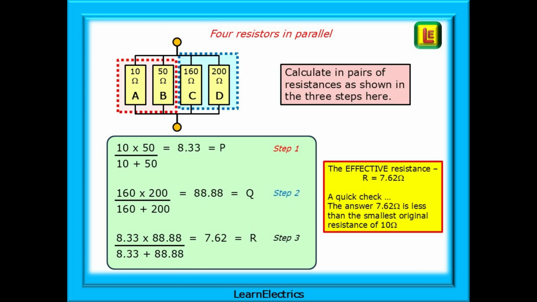Here it is with numbers. 3 simple steps. Just calculate the resistances in pairs. Step 1. The resistance P is 8.33 ohms. Step 2. The resistance Q is 88.88 ohms. And step 3. The answer, the effective resistance, is R, which is 7.62 ohms. A quick visual check to make sure the answer is about right. The answer, 7.62 ohms, is less than the smallest original resistance of 10 ohms.